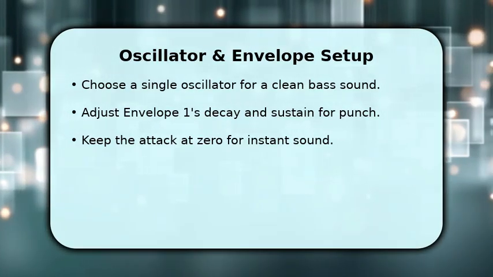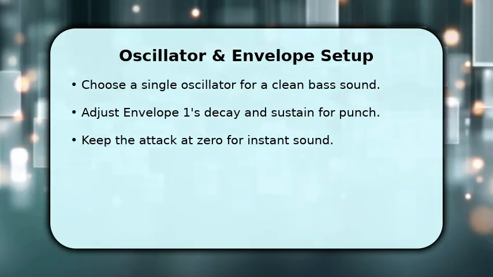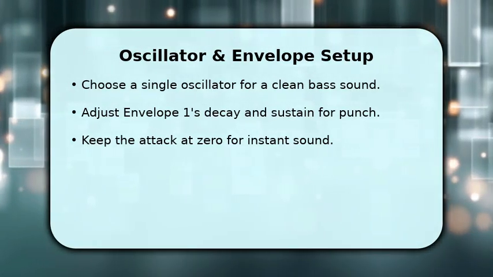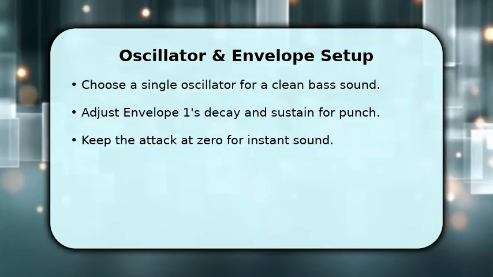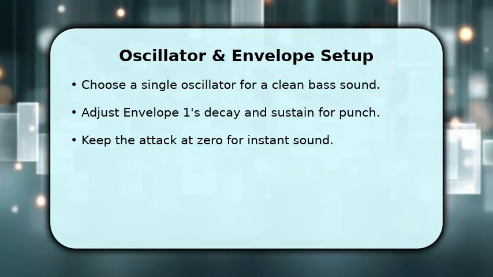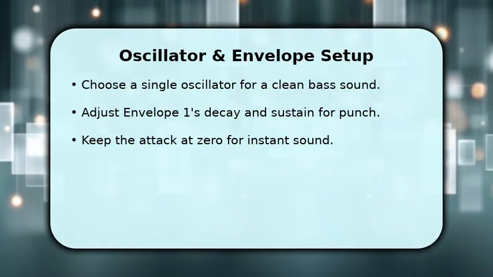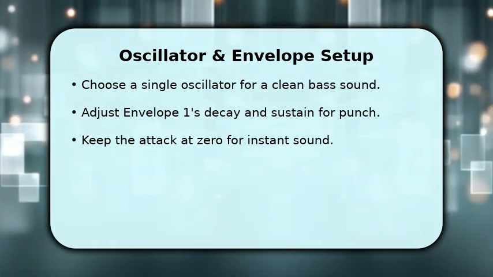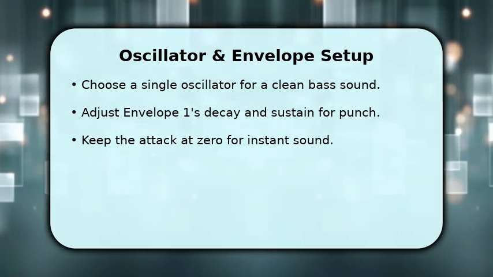Now, move to envelope 1. Set the attack to 0, the decay to around 300 milliseconds, and the sustain level to about 70%. This gives your bass a quick punch and a solid body, perfect for a driving glide bassline.